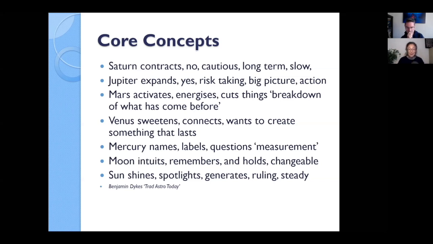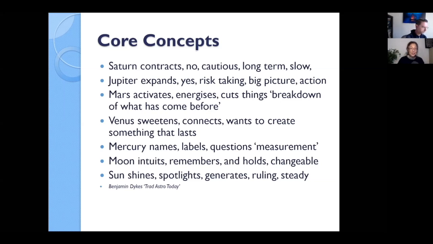Mercury being a planet around labeling, names, and information. The Moon being about intuition and remembering or holding on to things. But the Moon was also considered to be one of the most changeable planets, and in traditional astrology, the Moon is associated with movement. The Sun being a steady, generating, bright, warming force, with a kind of bright, steady, warm radiance associated with it. So these are qualities that we could take for each of these planets into any chart that we're looking at.